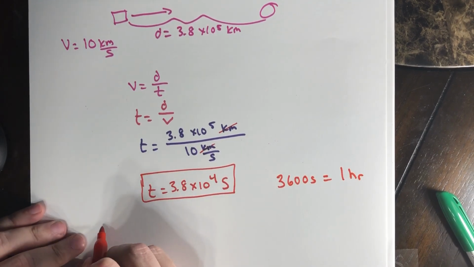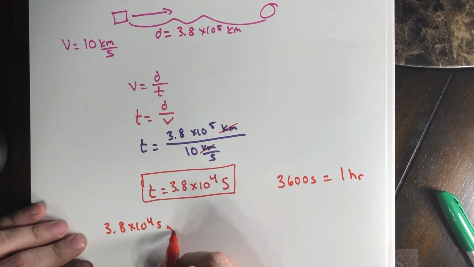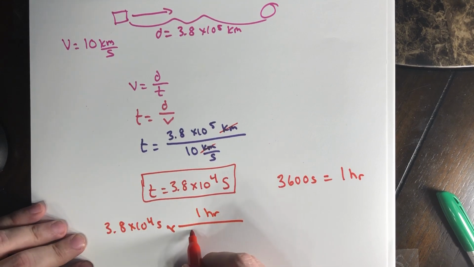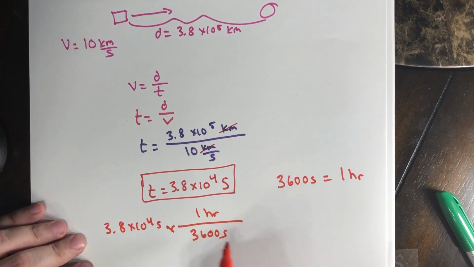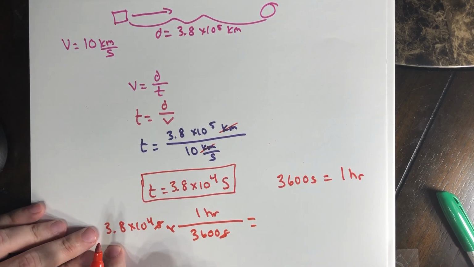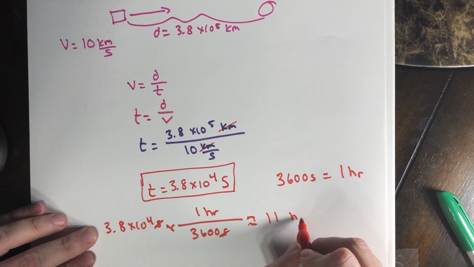So all we have to do is take this 3.8 times 10 to the 4th seconds, and multiply that by 1 hour over 3,600 seconds. Again, because these are the same numbers, like multiplying by 1, our seconds are going to cancel out, and we're going to get about, again, I'm rounding after we do it, about 11 hours.